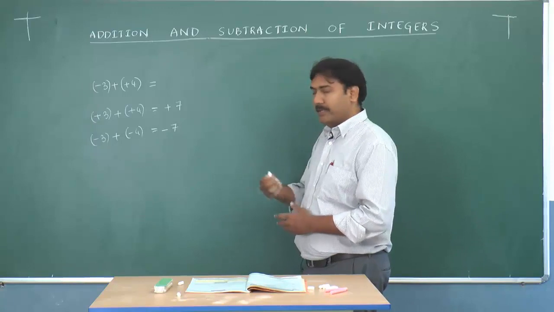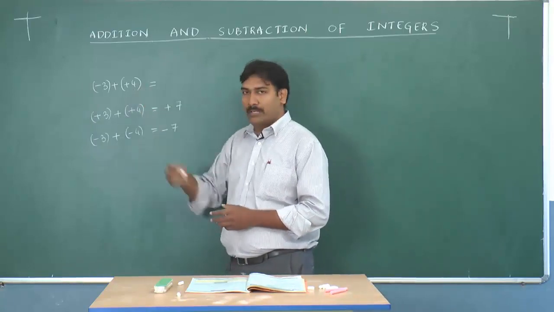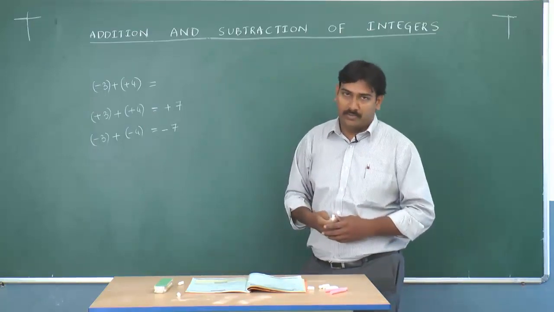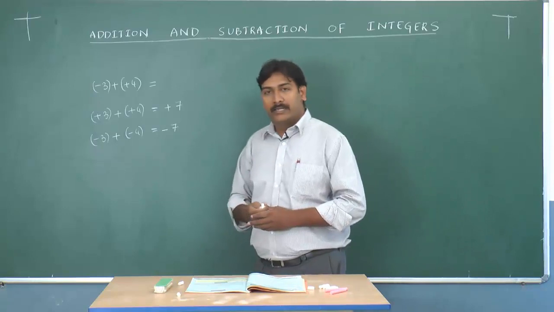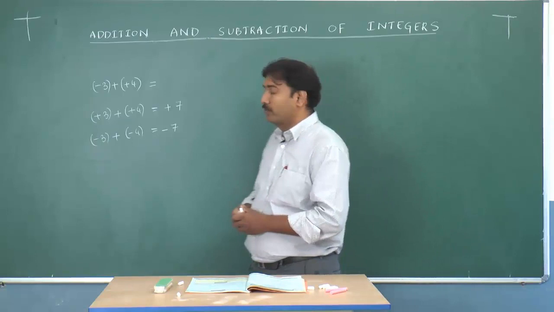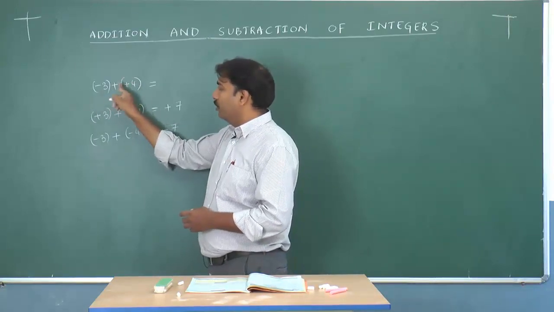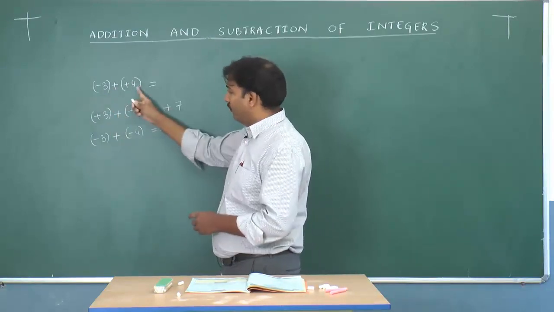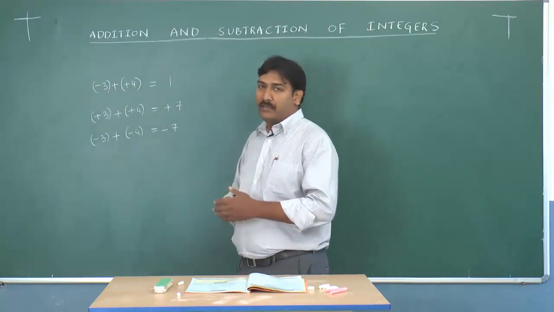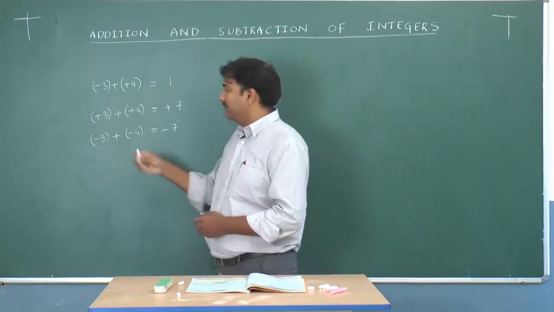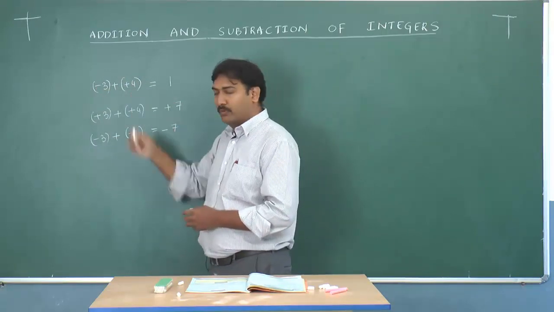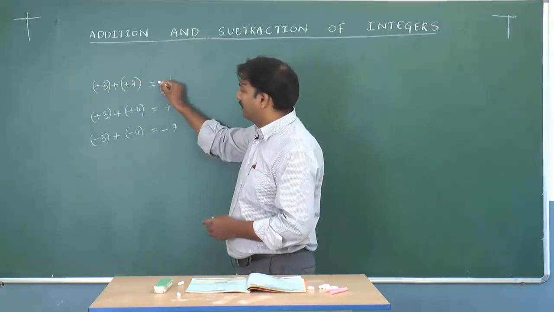Coming to the third case, if one number is positive and one number is negative, what must we do? In the case of one positive number and one negative number, we need to take the difference of the numerical values of both the integers. The numerical values are 4 here and 3 here. The difference is going to be 1, and we put the sign of the number having the greater magnitude. Among the two given numbers plus 4 and minus 3, the greater number is plus 4. So the number should be assigned a plus sign.